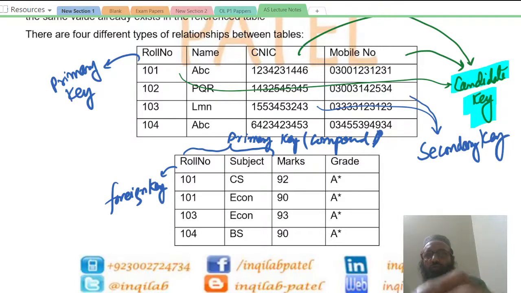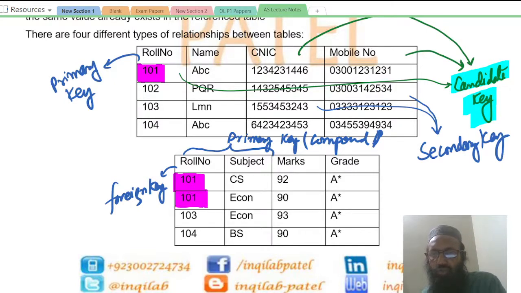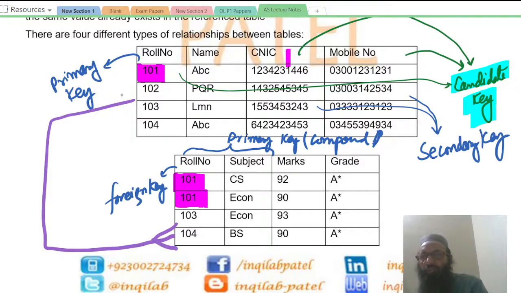Here we have stored 101 only once, and in this table 101 is stored multiple times, so we can say that these two tables have a common field, and between these two tables we have a relationship that can be considered one to many. A single roll number is entered here only once, and the same roll number can be stored in this table multiple times. So we can say that there is a one to many relationship.